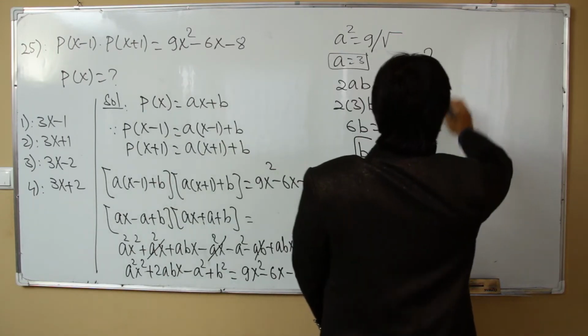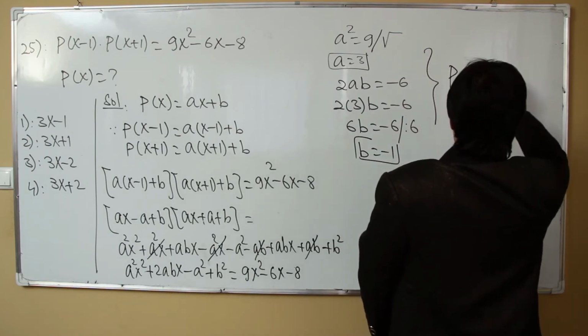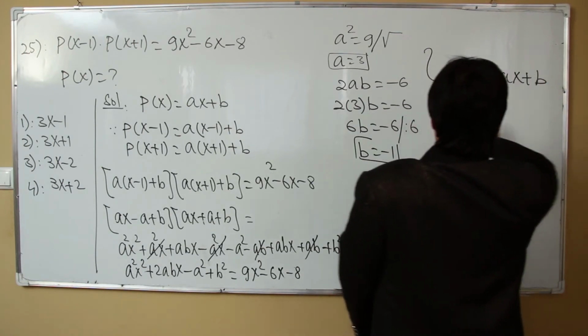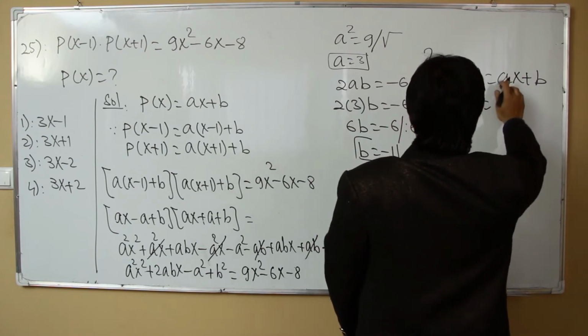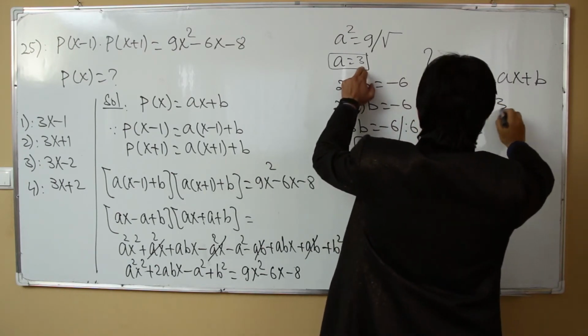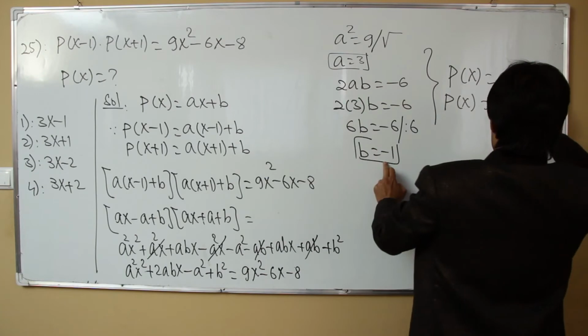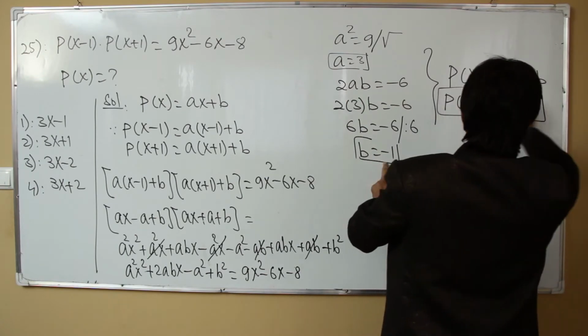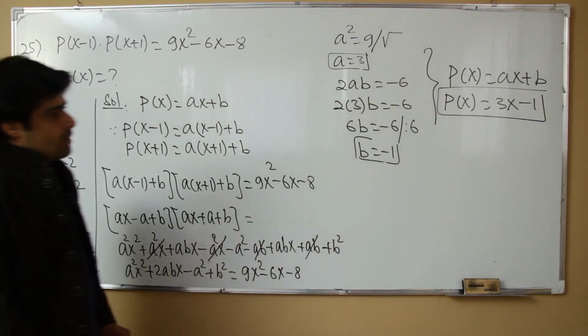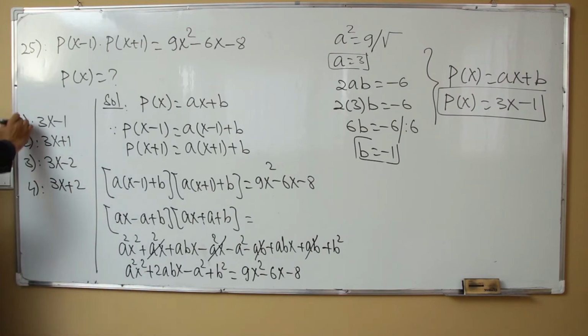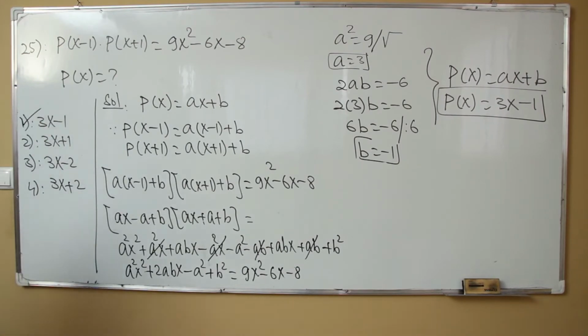Now, what is px? Px is ax plus b. Now, px is, what's a? It's 3, so 3x. What is b? It's minus 1. I think the first option is the correct answer. Write it, please.